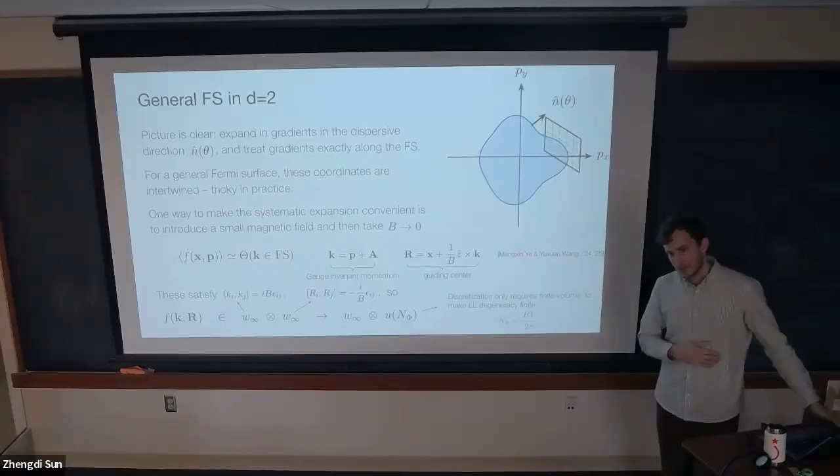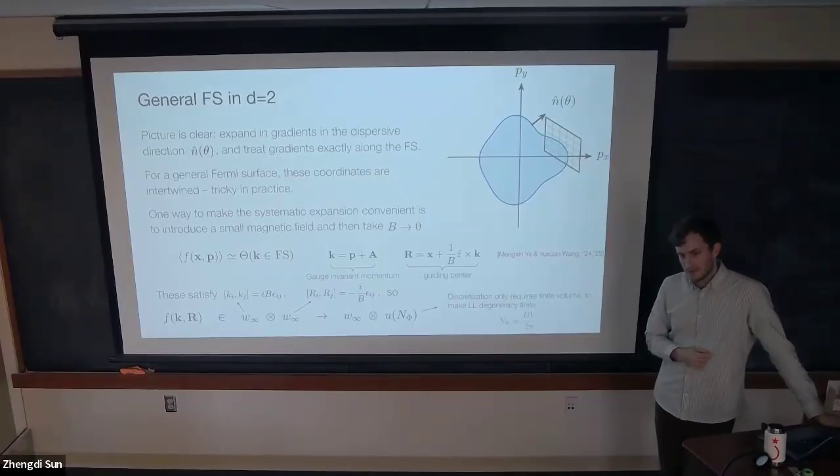Is this N at all related to the N that, for example, appears in Shankar's description of the Fermi surface? He had some N which wasn't related to the magnetic flux, but it also appeared when you put the system in finite volume. Yeah. That was essentially like the angular resolution.